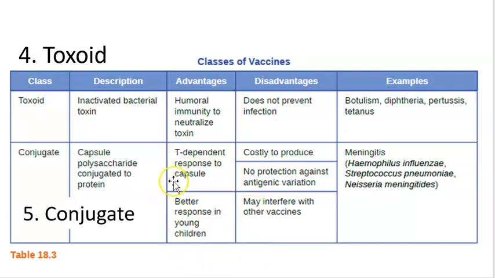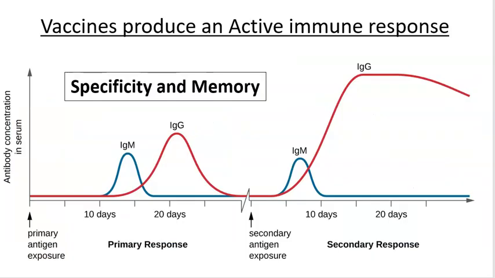And this is how a lot of vaccinations are conjugated, especially for things that you're going to use in kids to prevent things like meningitis out there. So if we look at this process here, again, think about this. Your vaccines are giving you your primary response to give you specificity, and your memory is around for when you're challenged with the actual pathogen that is out there.